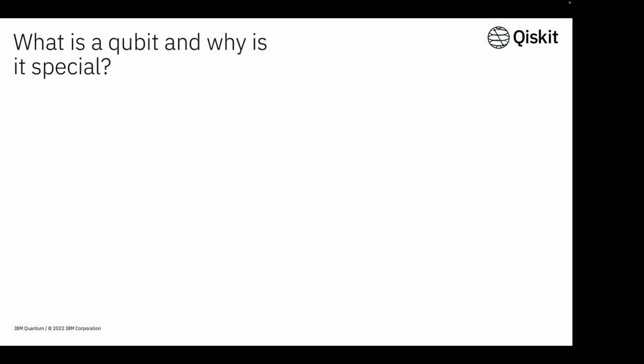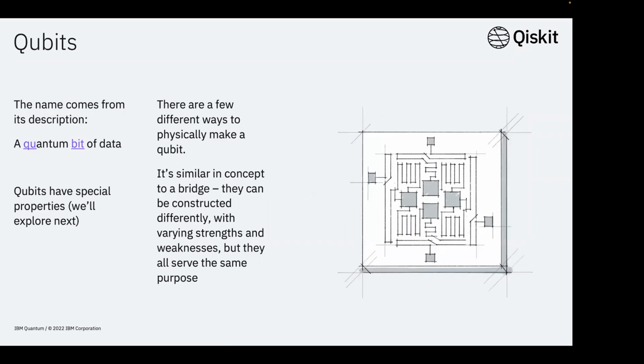Now let's look at what a qubit is and why it is special to us. The name came from its description. It's a quantum bit of data. So the QU is taken from quantum, and the bit is the normal classical bit. So it's just qubit, a quantum bit of data, and a qubit has special properties, which we'll be exploring next.